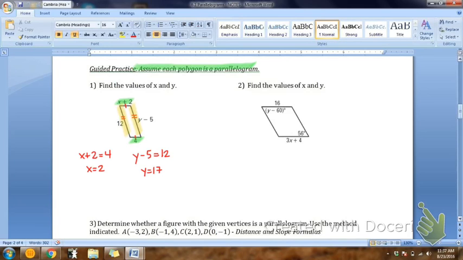Okay, so on number 2, we know that this is a parallelogram. If it's a parallelogram, what do we know about opposite sides? They're the same. So how are we going to find x? Set them equal to each other. Okay, go ahead and do that.